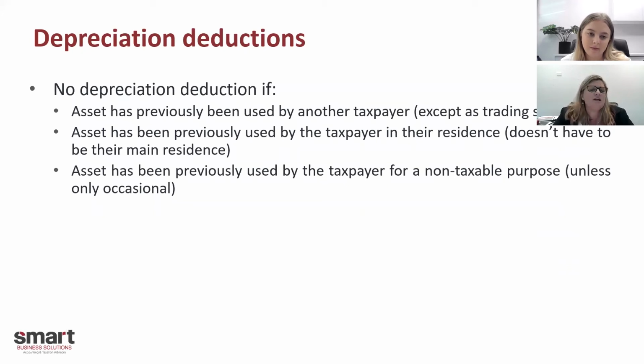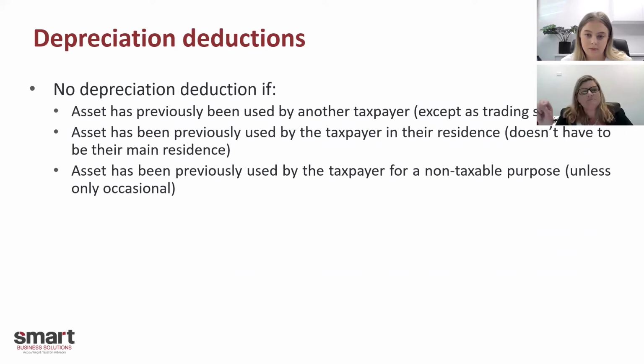So no depreciation is now allowed, and this is after 9th of May 2017, if the asset has previously been used by another taxpayer, meaning it's secondhand. So if you buy a house that has curtains in it and the kitchen and all of the carpet, you can't depreciate the curtains, the carpet, anything that was already there. It's considered secondhand. It was used by another taxpayer. Whether they claimed or not, it was used by another taxpayer.